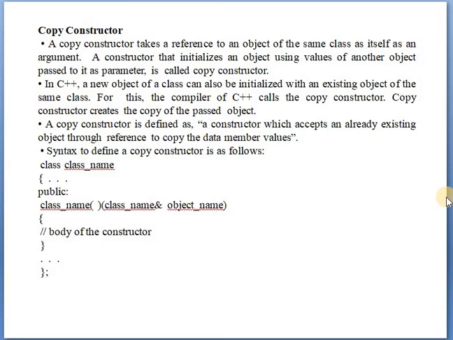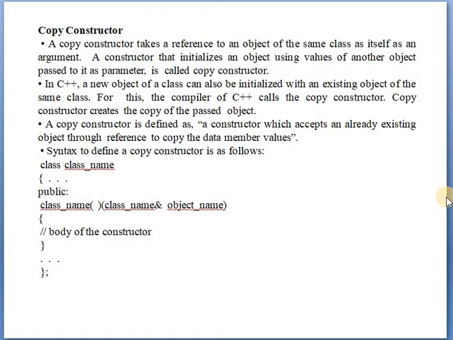In C++, a new object of a class can be initialized with an existing object of the same class. For this, the C++ compiler calls the copy constructor. So when we create any new object of a class, it can be initialized by the existing object. Okay. A copy constructor creates a copy of the passed object.